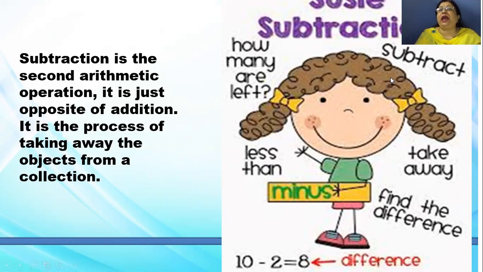Like in addition, we add certain numbers, certain things to a collection. But what we do in subtraction, we take away objects from the collection. How many are left? Less, take away, find the difference. These are the words used for subtraction. And the answer we get in subtraction is called the difference. What is left? So it is just the opposite of addition.